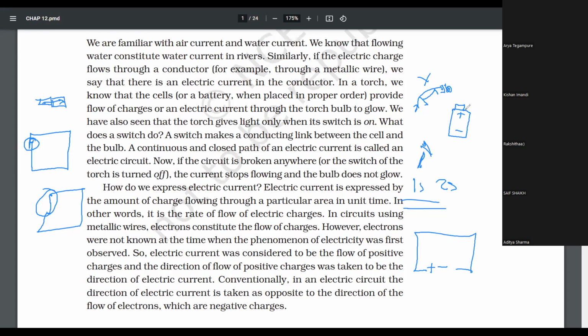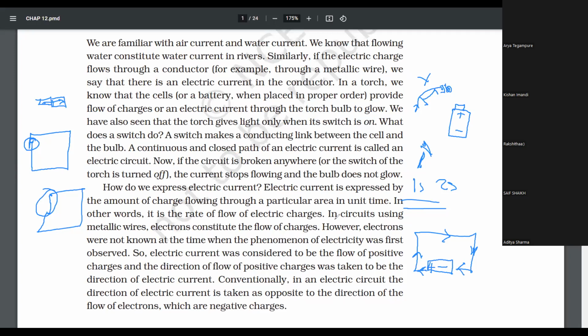Anyway, so when there's a battery and you connect it into an electric circuit, say this is the battery, the electric current in that circuit will always flow from positive to negative. So what I mean by that is when you connect the battery, it will flow in this manner, from positive to negative. This will always be the direction of electric current. In any electric circuit, it will always flow from positive to negative.